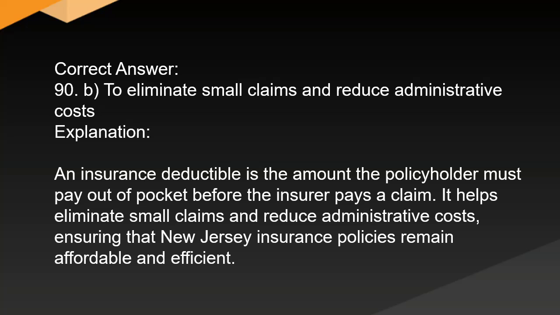Correct answer. B. To eliminate small claims and reduce administrative costs. Explanation. An insurance deductible is the amount the policyholder must pay out of pocket before the insurer pays a claim. It helps eliminate small claims and reduce administrative costs, ensuring that New Jersey insurance policies remain affordable and efficient.